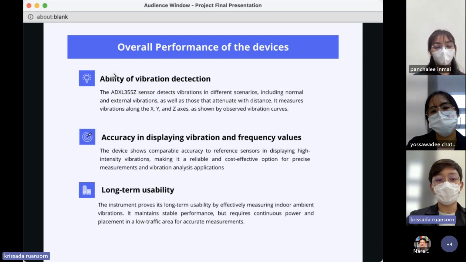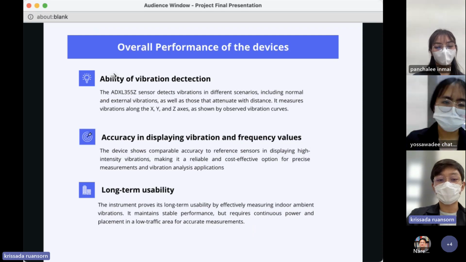Overall performance of the device: the ADXL355Z sensor detects vibration in different scenarios, including normal and external vibrations, as well as those attenuated with distance. It measures vibration along the X and Y axes, as shown by the observed vibration curves. The device shows comparable accuracy to the reference sensor in displaying high intensity vibrations, making it a reliable and cost-effective option for precise measurement and vibration analysis applications.